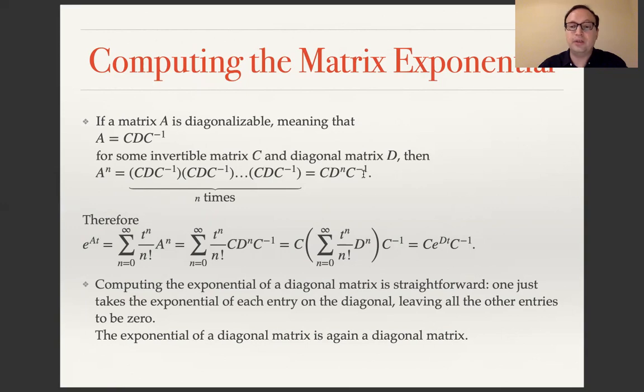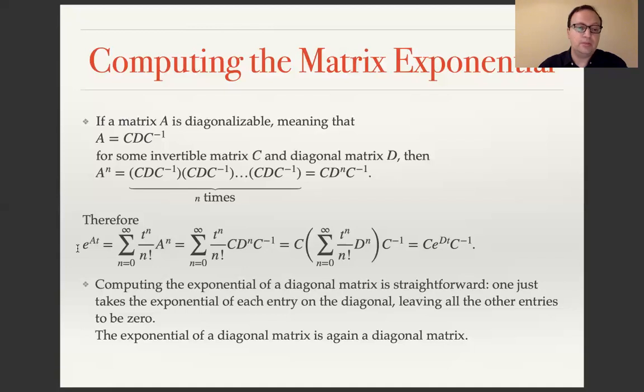D to the n is the matrix that has the same entries as D on the main diagonal, but raised to the power n, and 0 outside the main diagonal. So it's, again, a diagonal matrix. And the same is true for the exponential.